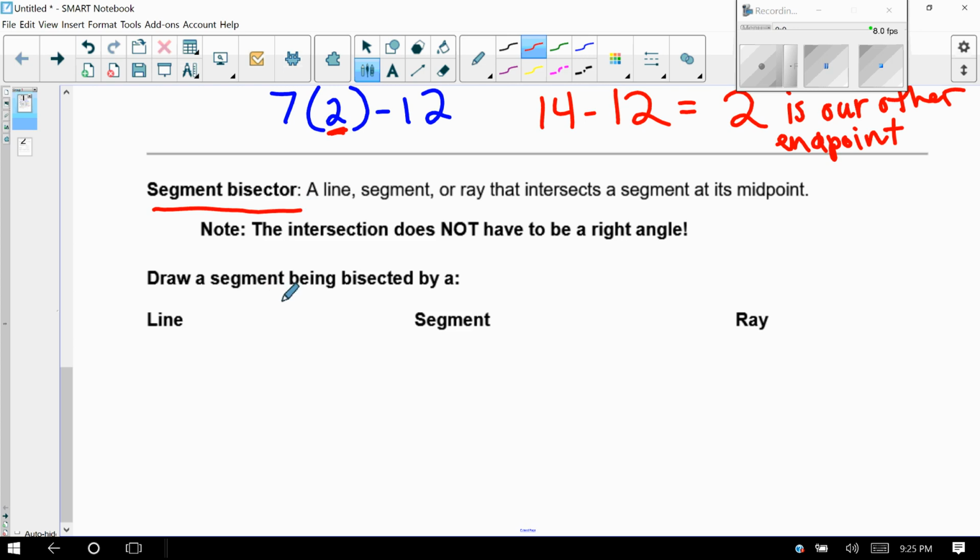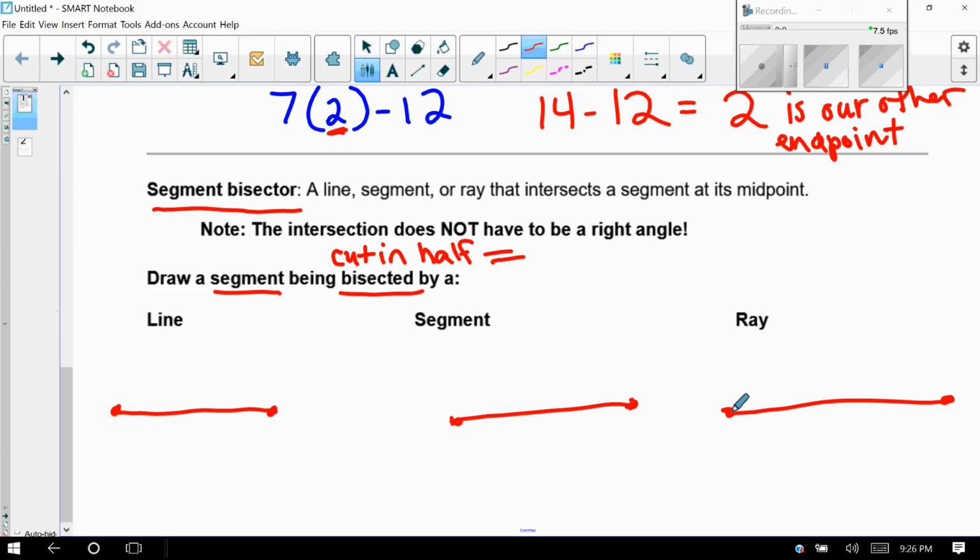Draw a segment being bisected. So the word segment means that I have a beginning and I have an end, right? So this is a line segment, and I'm being bisected. The word bisected means to be cut in half. I need you guys to write this in. Cut in half equally. Write the equal sign. So we're going to cut my red line segment in half equally 3 times.